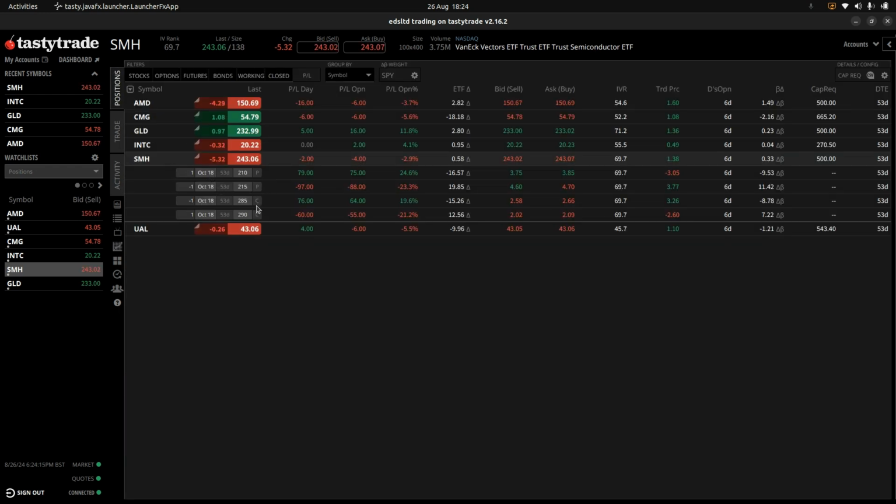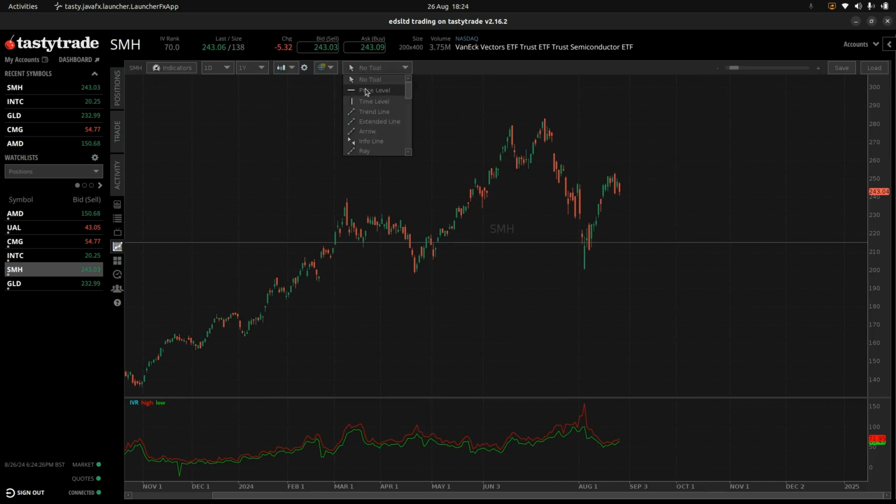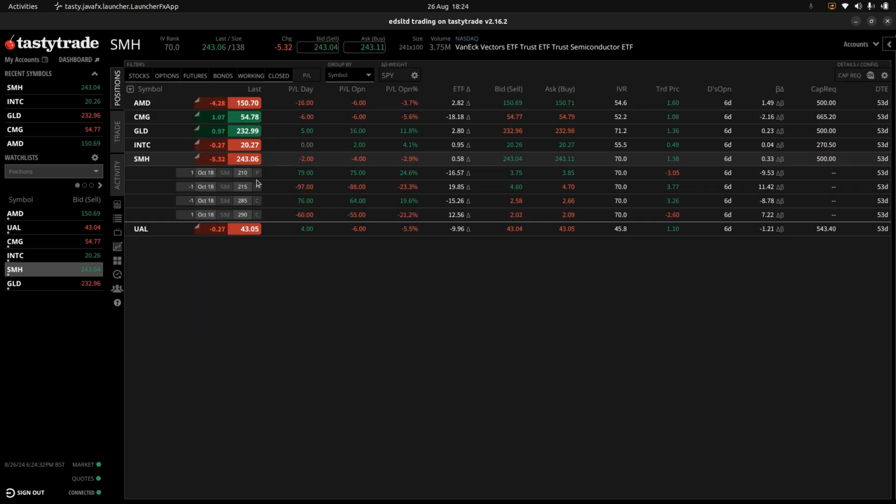If we just mark our short strikes, of course, this is an iron condor, we have our short strikes at 215 and 285. 215 and 285 is there, and then we have our longs at $5 above and $5 below.